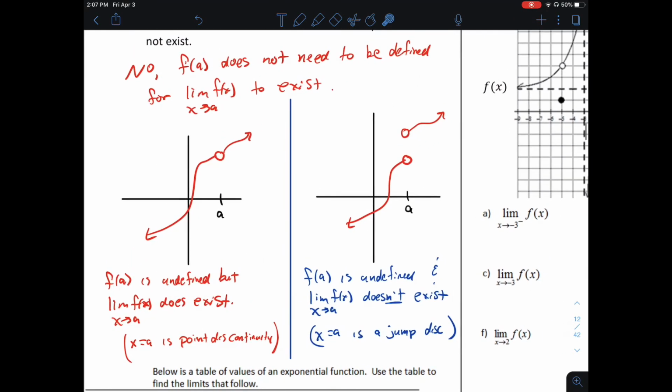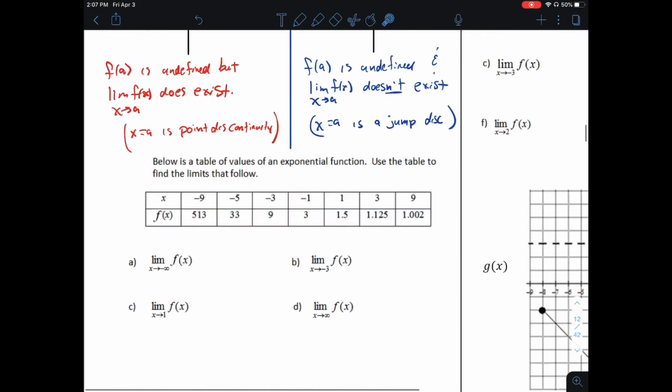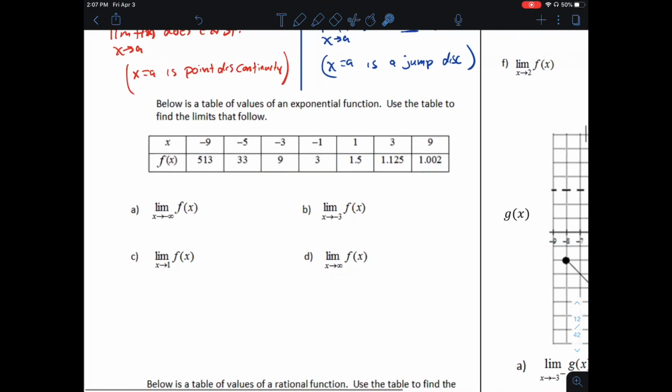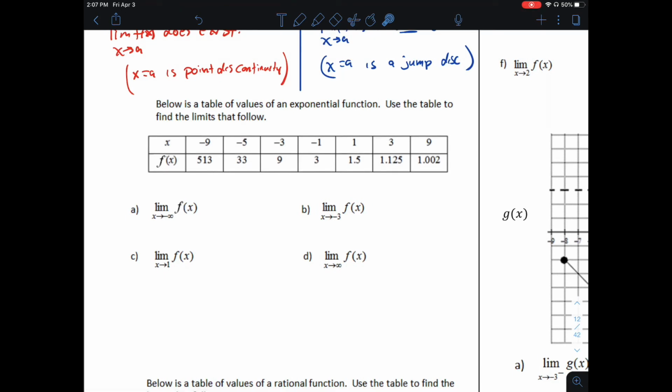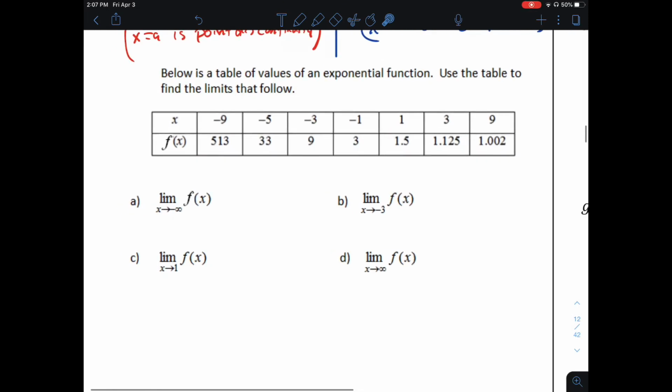So the question is, does the function existing at a number determine whether the limit exists or not? And the answer is no. We're almost done here. We just got to look at some tables and then some graphs.